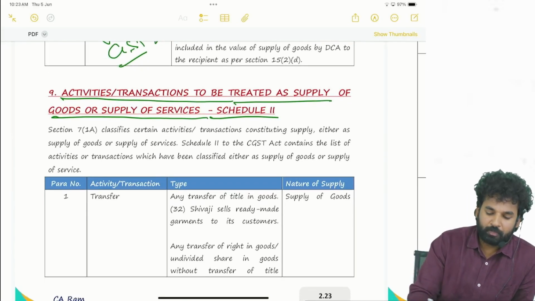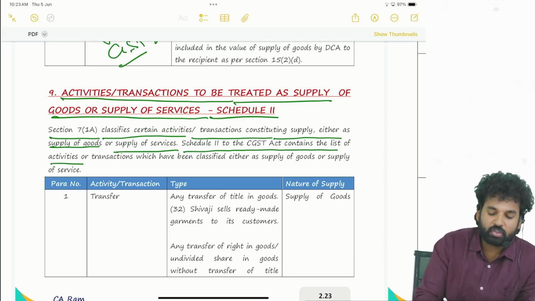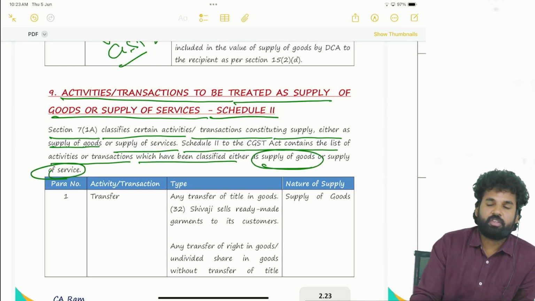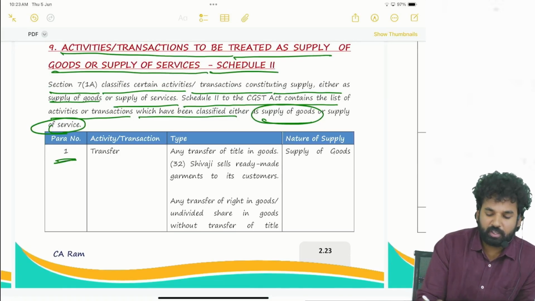Schedule 2, 7.1(A), classifies certain activities or transactions constituting supply either as supply of goods or supply of services. Schedule 2 to the CGST Act contains the list of activities or transactions which have been classified either as supply of goods or supply of service. It is just a classification of supply of goods or supply of service. Right. In that, the first para we are seeing now.